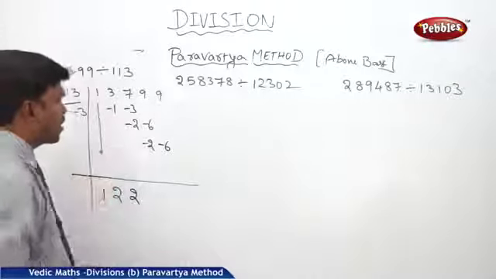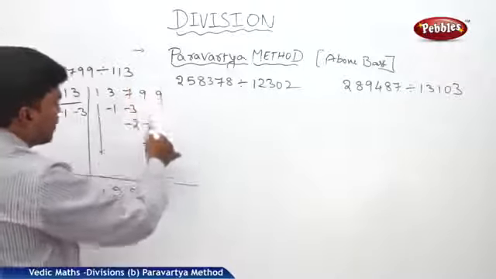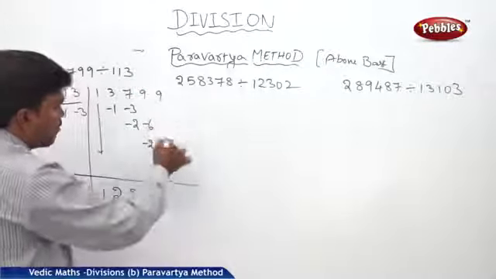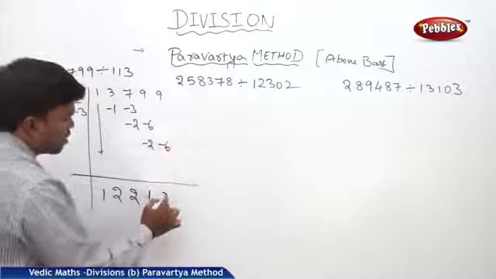Now solve the remaining values. So how much? 9 minus 6 plus 2, 8. So 9 minus 8 is 1. Finally the last column, 9 minus 6 is 3.